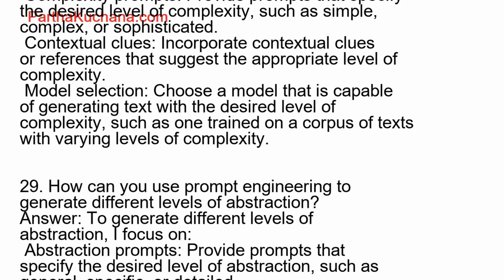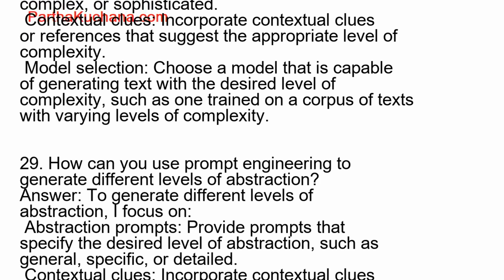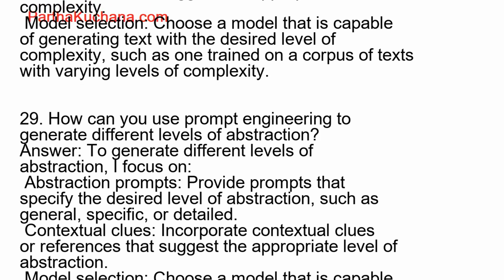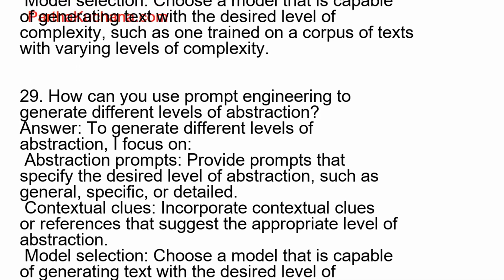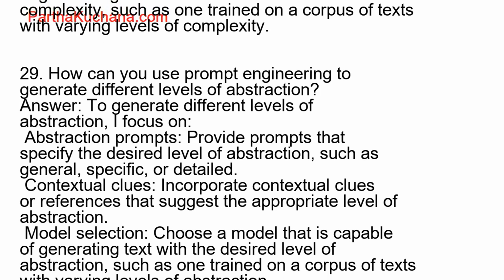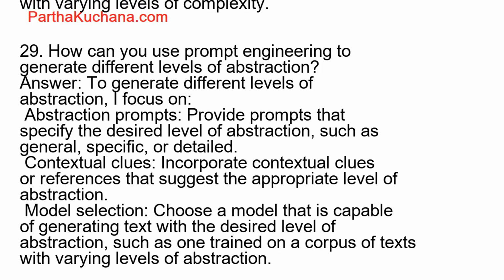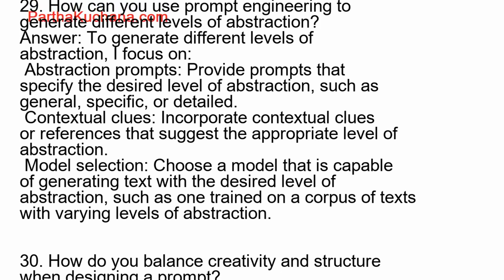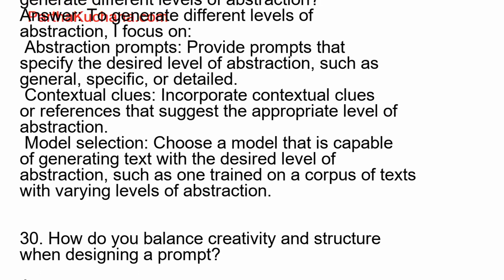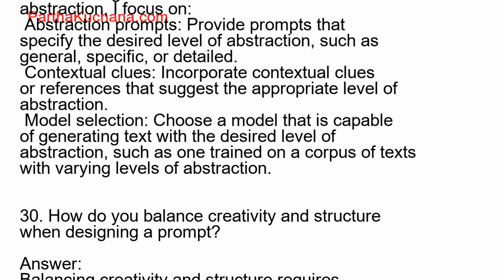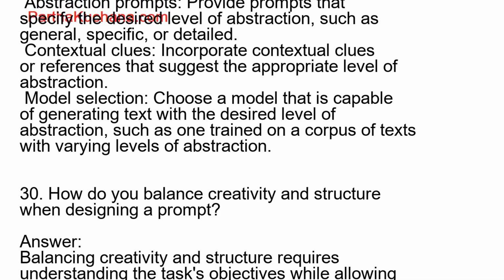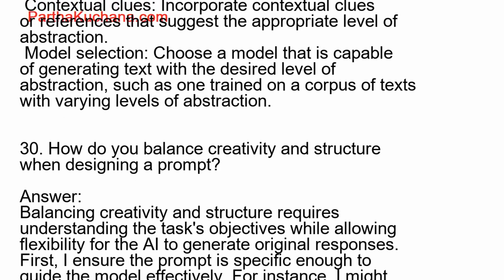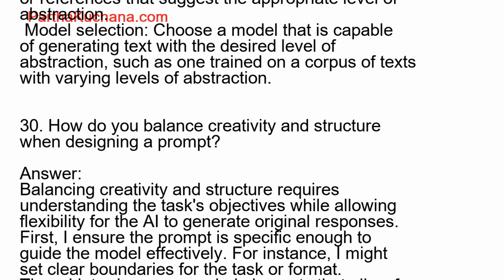30. How do you balance creativity and structure when designing a prompt? Answer. Balancing creativity and structure requires understanding the task's objectives while allowing flexibility for the AI to generate original responses. First, I ensure the prompt is specific enough to guide the model effectively. For instance, I might set clear boundaries for the task or format. Then, I introduce open-ended elements that allow for creative interpretation, such as asking the model to explore different viewpoints, tones, or emotions. Regular testing helps me refine this balance to ensure that the output meets the requirements without being overly constrained.